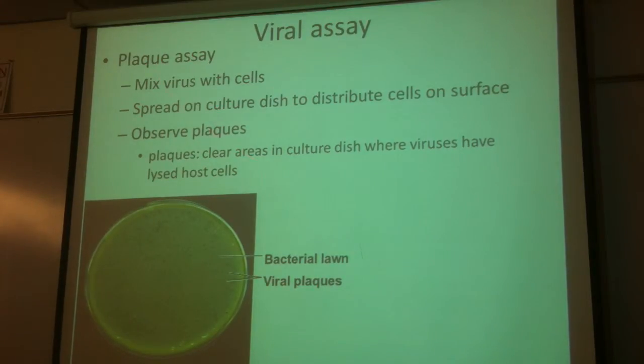Okay, so the clear areas in the culture dish are where the viruses lyse the cells. So it's one of the common ways to ask, does this work? Is this killing this bacteria? Will it affect this bacteria? What's going on? So plaque assay, very basic, very simple.